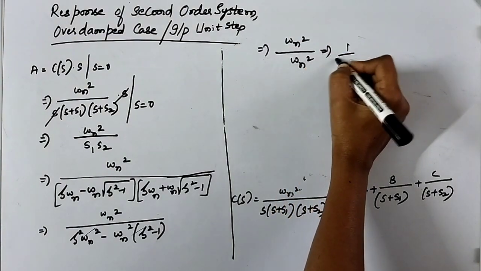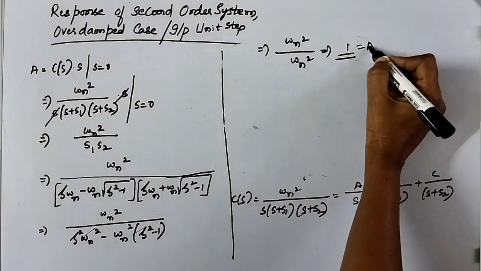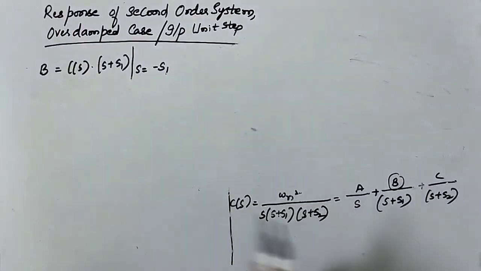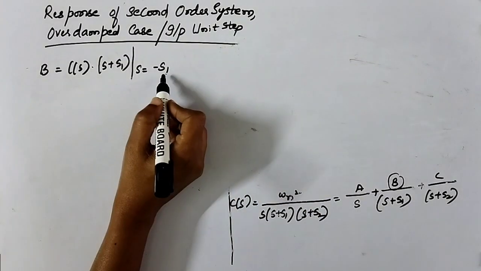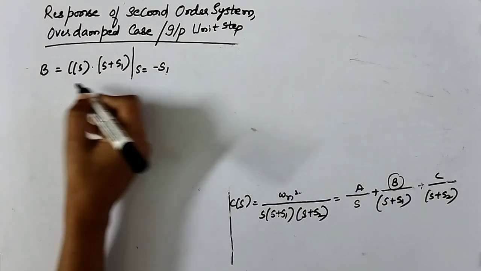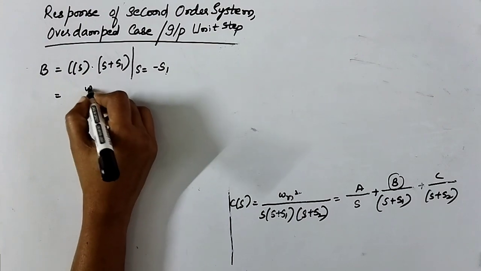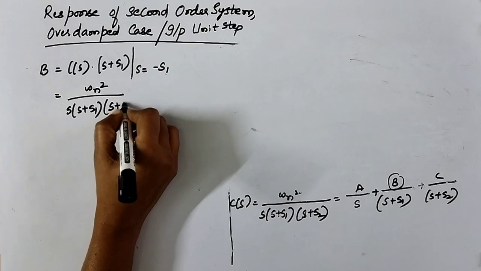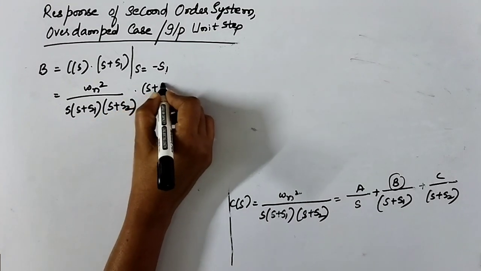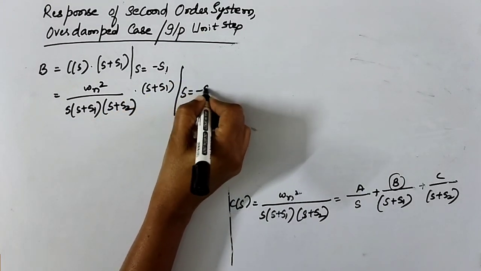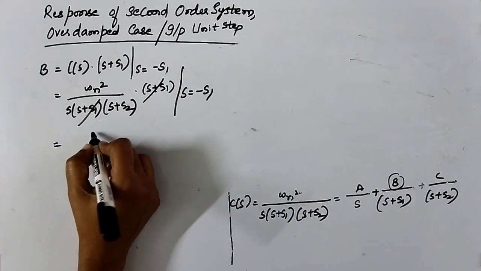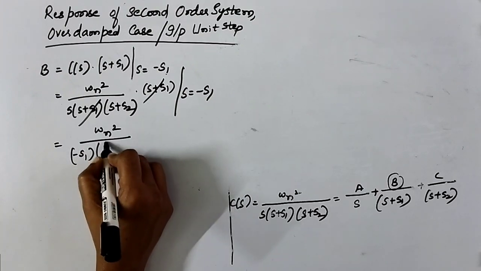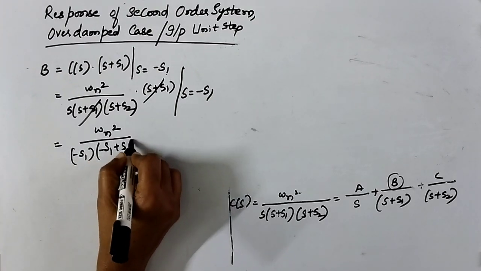That's nothing but 1. So coefficient A is 1. Now we'll find out the coefficient B. For this, C of s into s plus s1 for s equal to minus s1. So that is nothing but omega n square by s into s plus s1 into s plus s2, into s plus s1 for s equal to minus s1. This got cancelled, and replacing s with minus s1 into minus s1 plus s2.